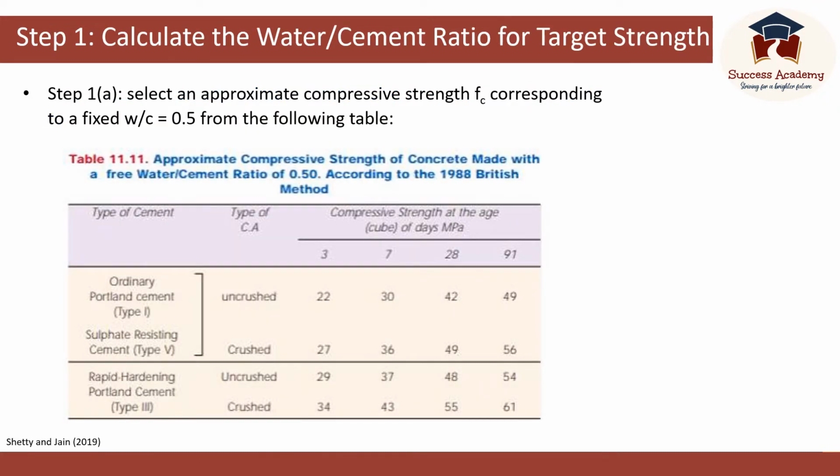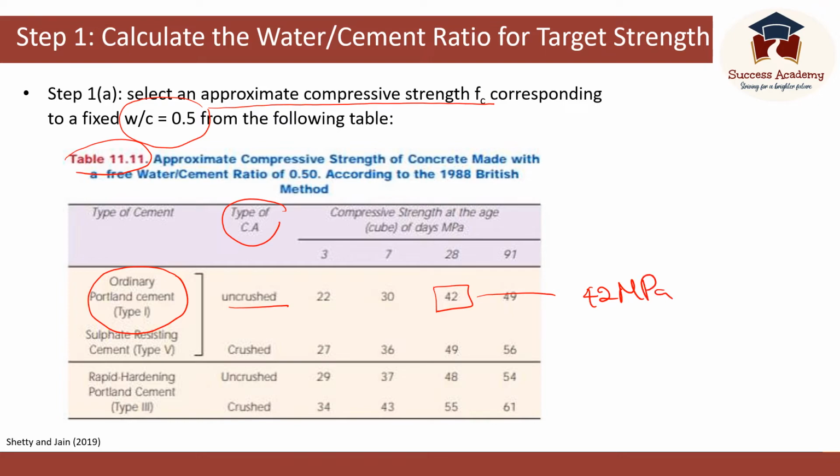The first step is to calculate the water to cement ratio for target strength. First, we find the approximate compressive strength for a water to cement ratio of 0.5 from this table 11.11. For example, if we are using uncrushed coarse aggregates with ordinary Portland cement, our approximate compressive strength is 42 megapascals.